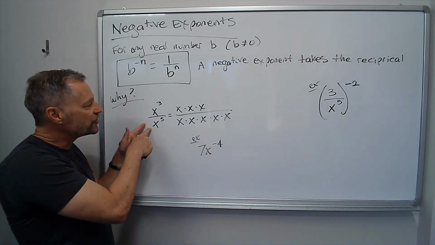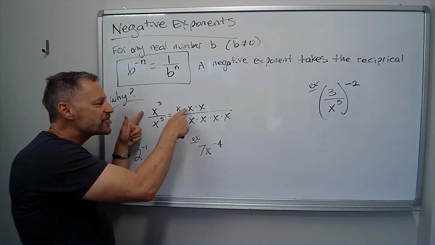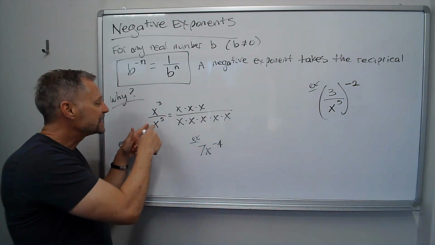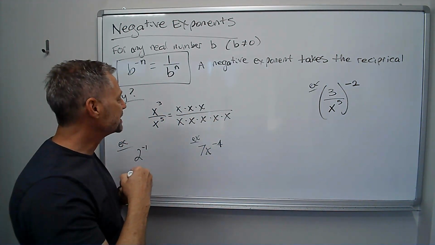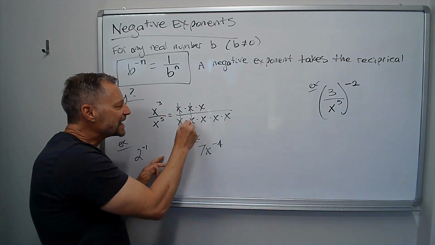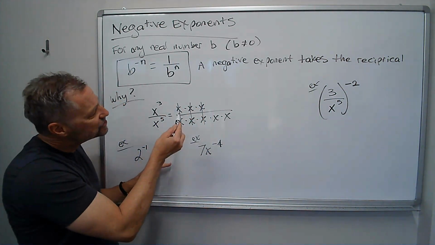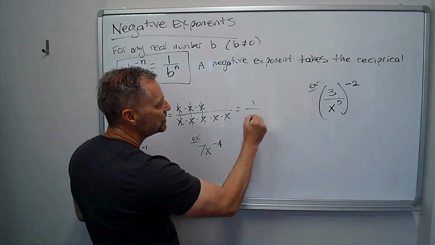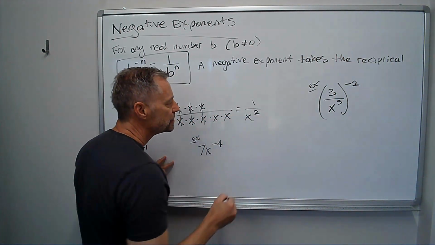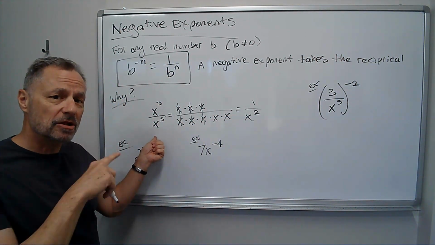If I have x to the third over x to the fifth, I know x to the third is 3 x's multiplied together, and x to the fifth is 5 x's multiplied together. But these can start to cancel into ones, and so what I get on the top is a 1. What I get on the bottom is x squared. Well, let's look a little bit closer at this.